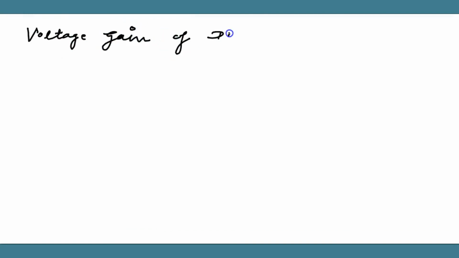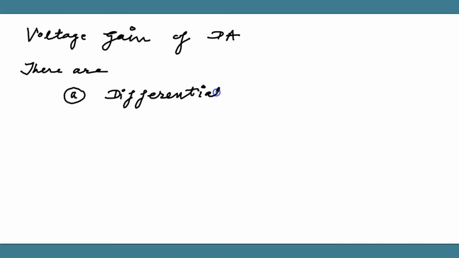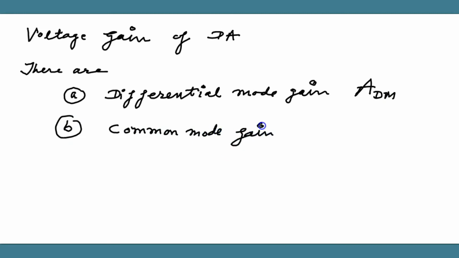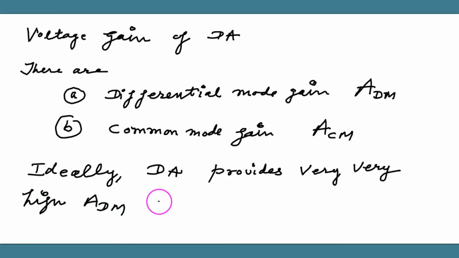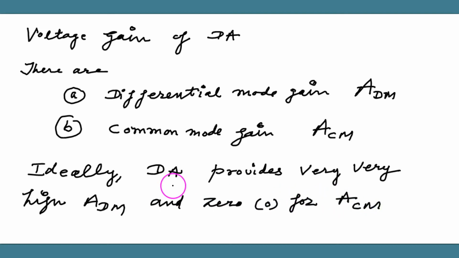Now we discuss the voltage gain of the differential amplifier. There are two gains for a differential amplifier: differential mode gain ADM and common mode gain, that is ACM. And for an ideal differential amplifier, it provides very high ADM, differential mode gain, and 0 common mode gain. That's the ideal behavior of the differential amplifier.